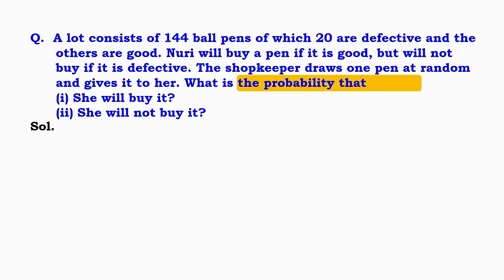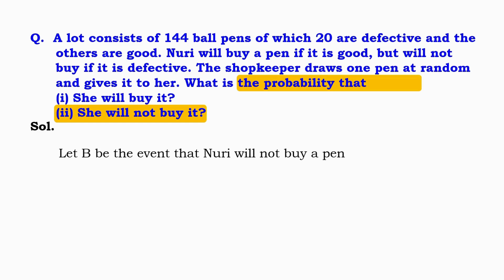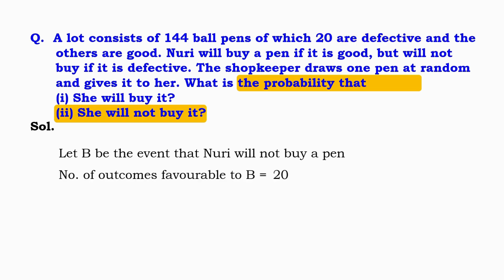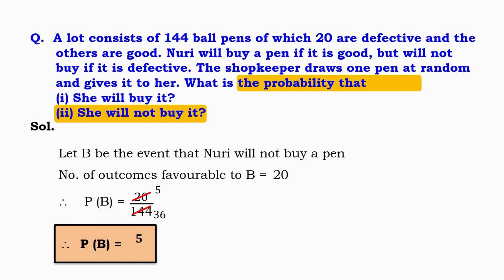Now let us take a look at part 2, that is the probability that she will not buy it. Let B be the event that Nuri will not buy a pen. Nuri will not buy a pen if it is a defective one. So now we need to tell how many defective pens are there. There are 20 defective pens. So the number of outcomes favorable to B is equal to 20. So P(B) is equal to 20 by 144. If we simplify, we will get 5 by 36.